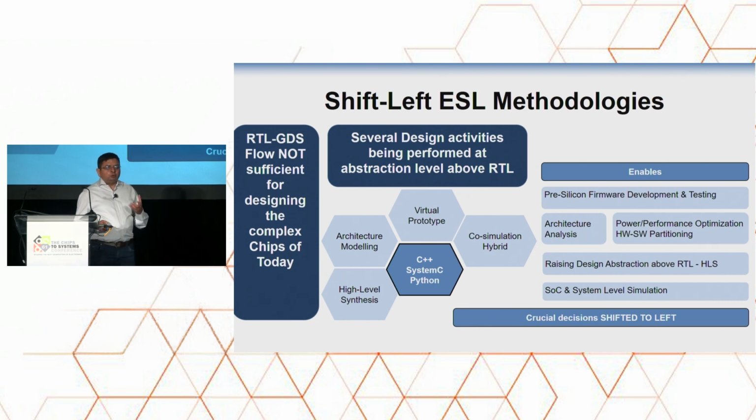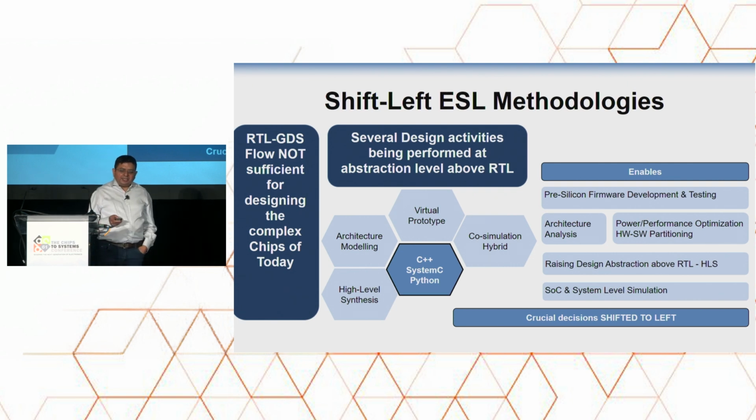We can develop a virtual prototype, which is a fast simulation model that can be used for pre-silicon software development. So even before the chip is designed, the software team can start their software development activities. We can develop simulation models which can be used for architecture analysis, like optimizing power and performance. Or for some algorithmic centric design, instead of handcrafting the RTL, we can use HLS. We create a design using C++ or SystemC, and using the HLS tool, we can generate the RTL out of it.